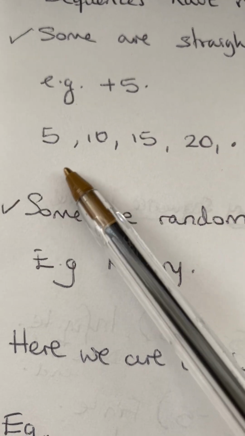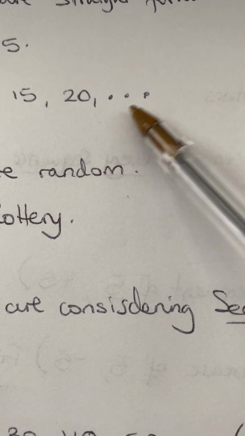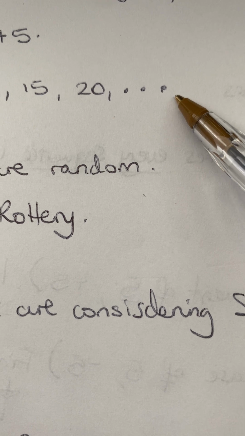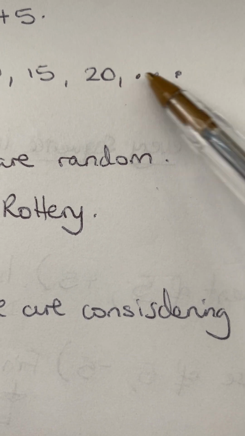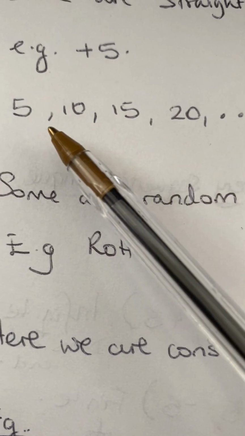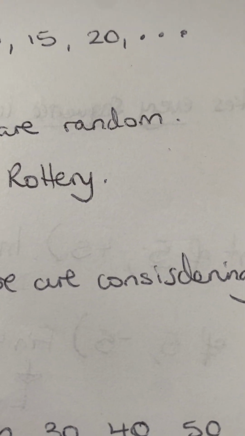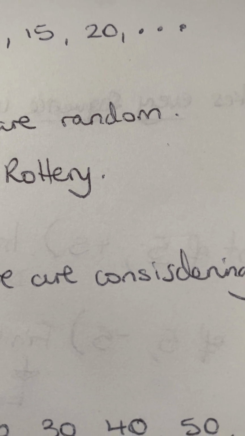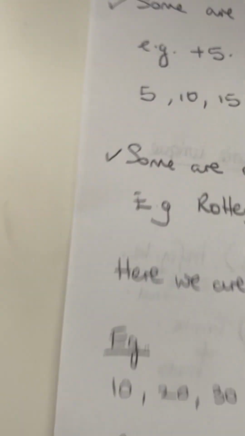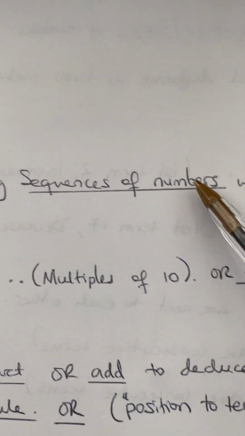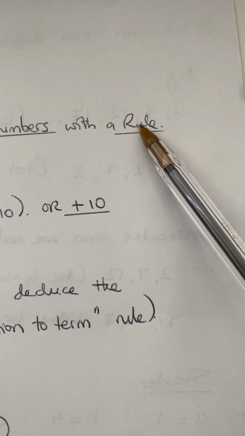Example, add 5. So 5, 10, 15, 20, and it continues. It's infinite. That's why we have these 3 dots. If it stops, if it terminates, there'll be no 3 dots, but it continues, and we separate each number by a comma. Some are random. So for instance, if you pick a name from a hat, or how the lottery people just pick a ticket. That is random. But here, we are considering sequences of numbers with a rule. It's not a random thing like the lottery.